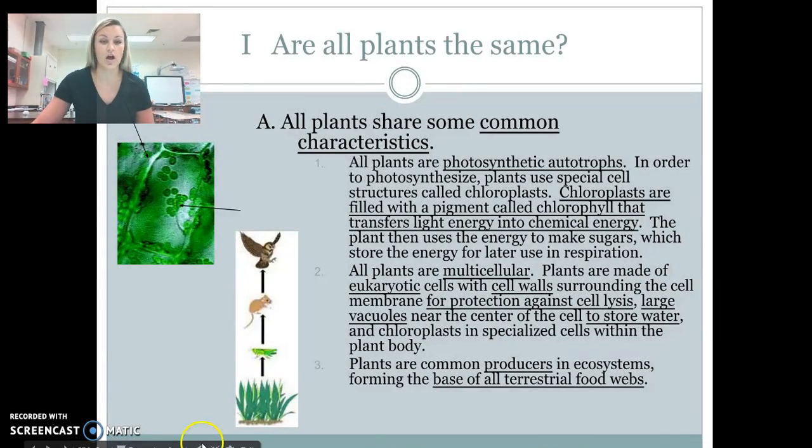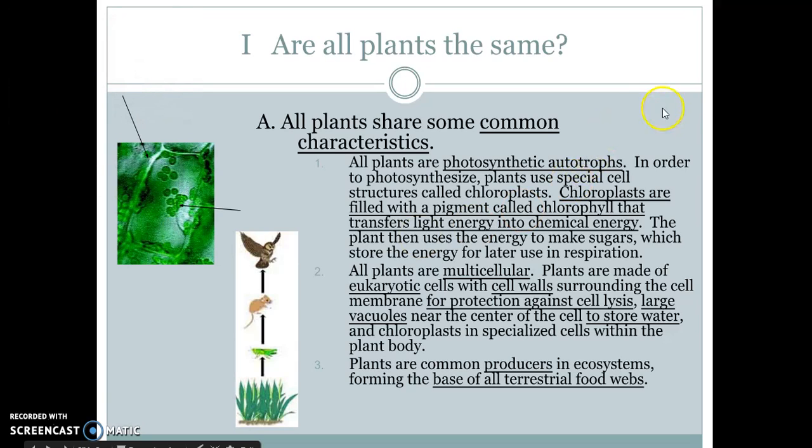As we start off, are plants the same? Well, all plants share some common characteristics. They're all photosynthetic autotrophs, meaning that they are using these chloroplasts to go through photosynthesis and to make their own food, their chemical energy, from an energy source, which just happens to be sunlight. They're making these sugars, they're forming glucose. So all of these plants are going through the same processes in order to get food.